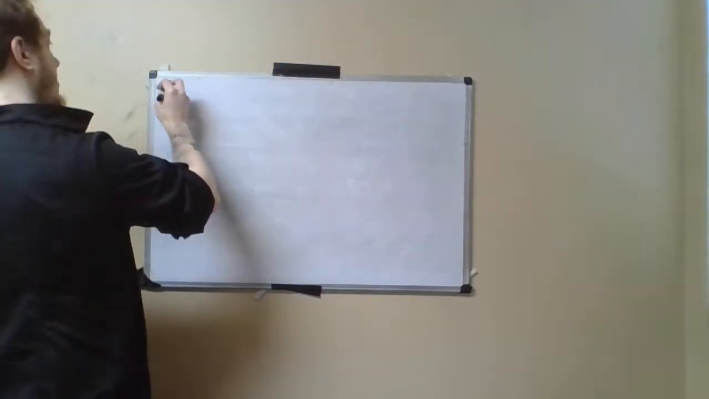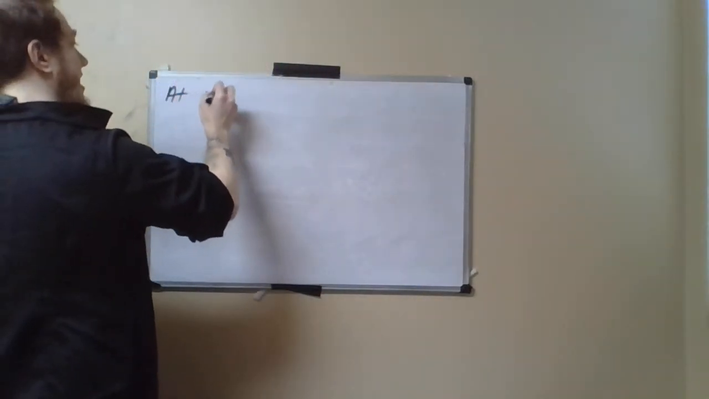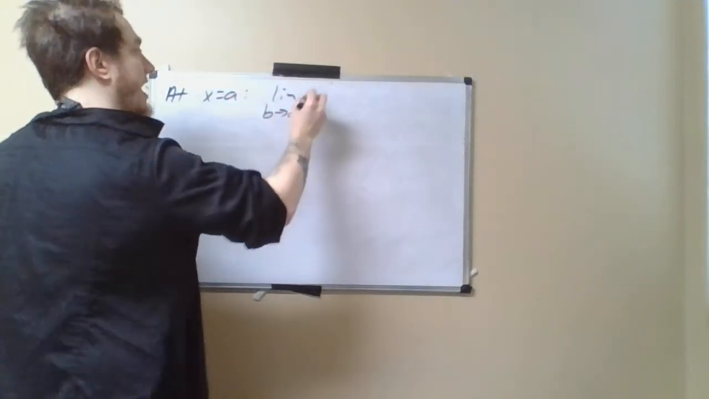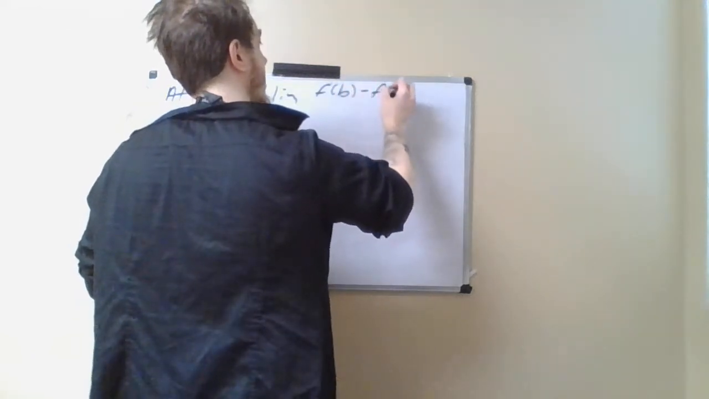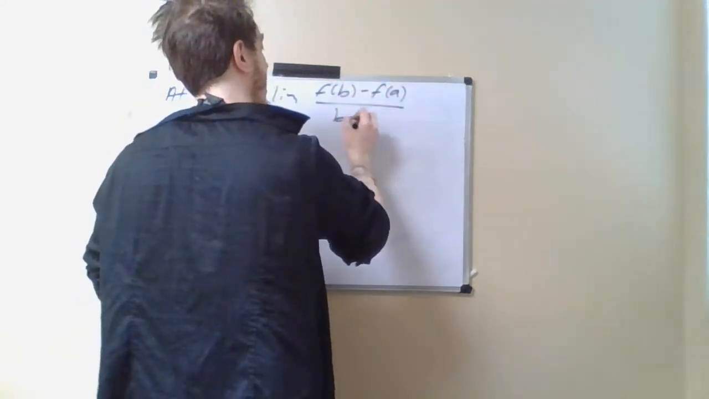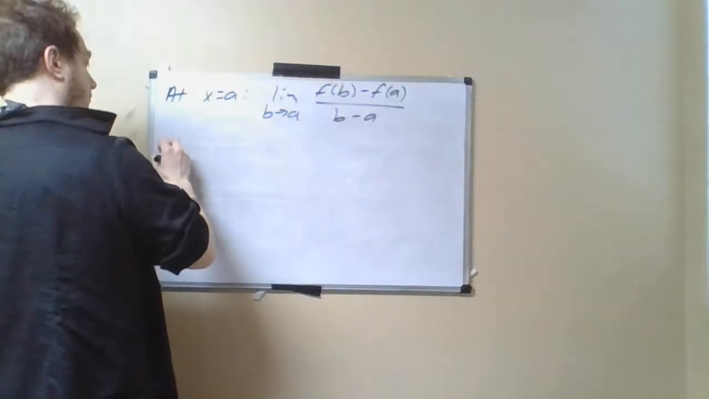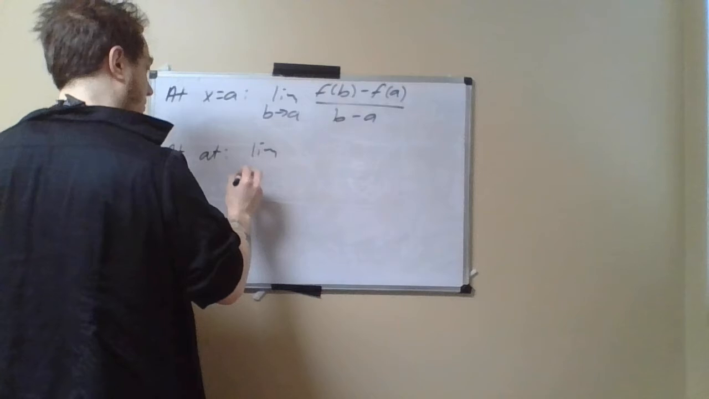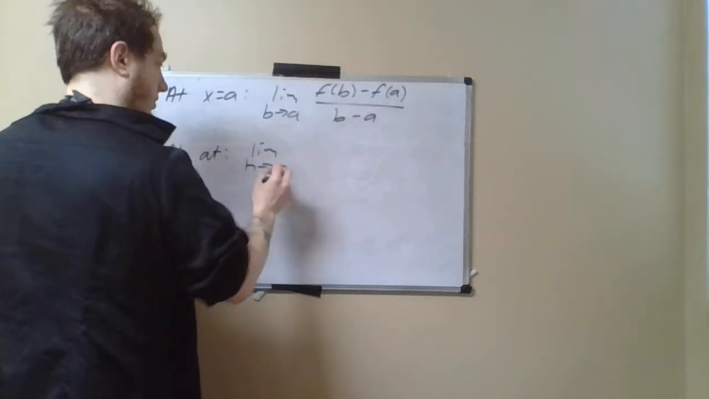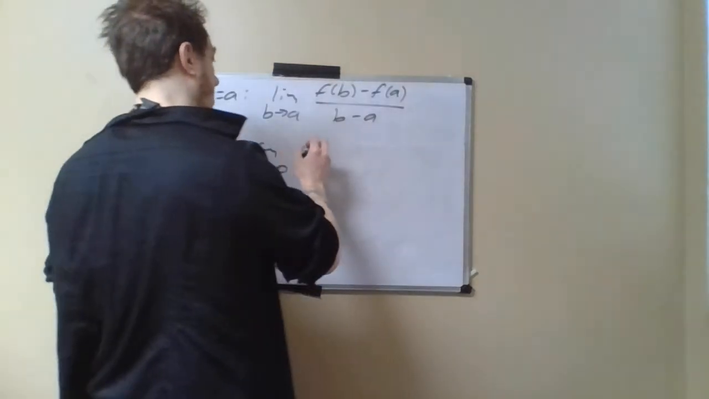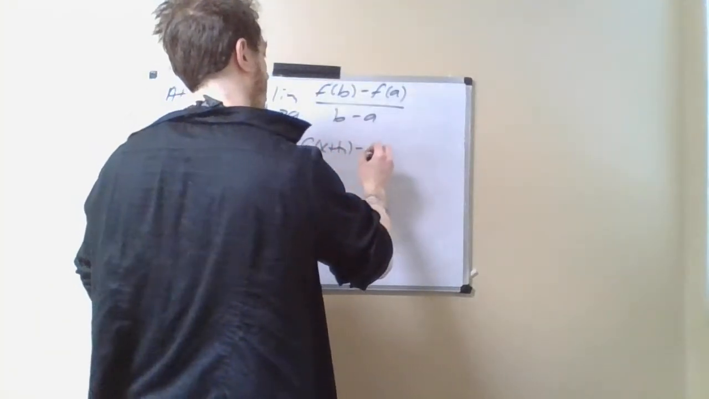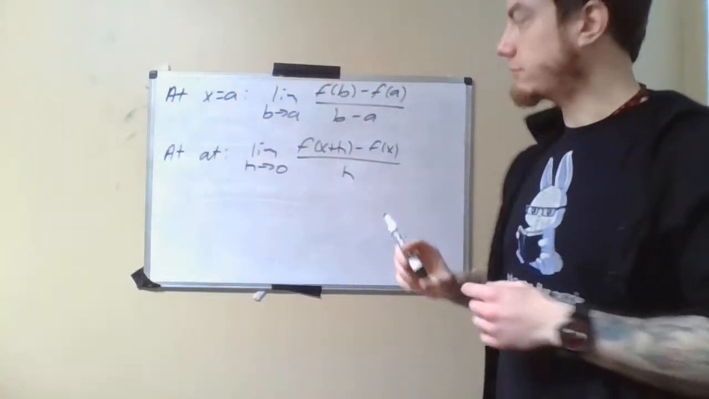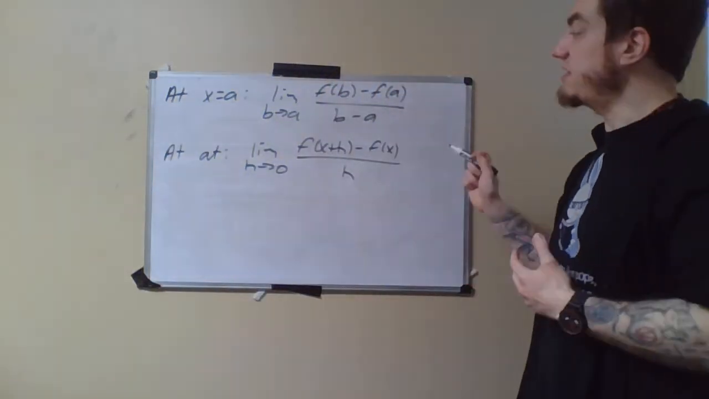We said that the derivative at x equals a is the limit as b approaches a of f of b minus f of a divided by b minus a. Or if we wanted to talk about the derivative at x, then we can also write this as the limit as h goes to 0 of f of x plus h minus f of x, all divided by h. So we have these things.